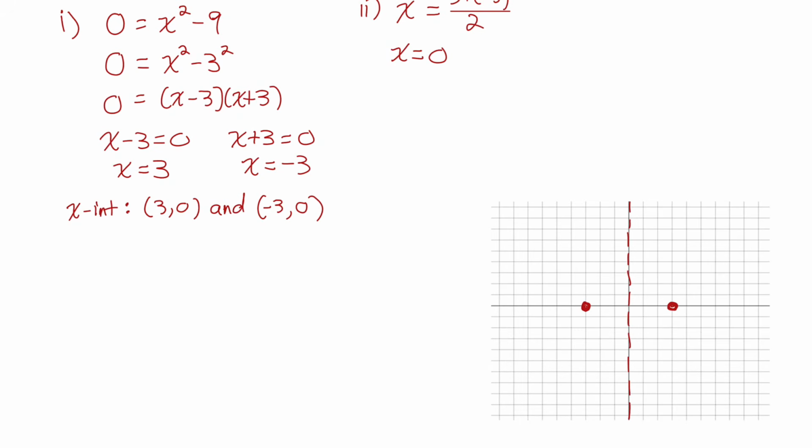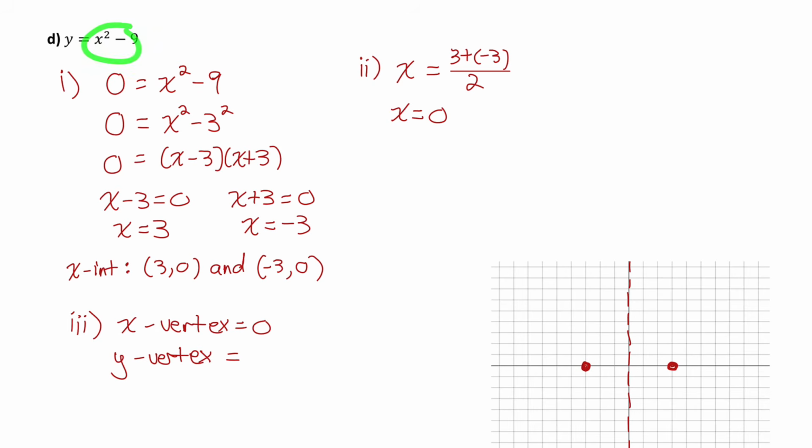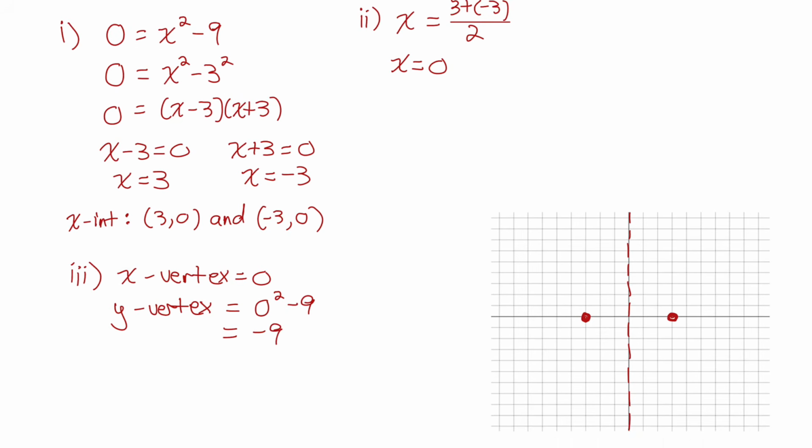And the vertex is going to fall on that axis of symmetry somewhere. So the x-coordinate of the vertex is going to be 0. And to get the y-coordinate of the vertex, we can just take that x value of 0, sub it into either the standard form equation or the factored form equation for x, and then calculate y. I'll sub it into the standard form of 0 squared minus 9, which tells me the y-coordinate of the vertex is just negative 9. So the vertex is at the point (0, -9). And then connecting those points, we have the graph of this parabola.